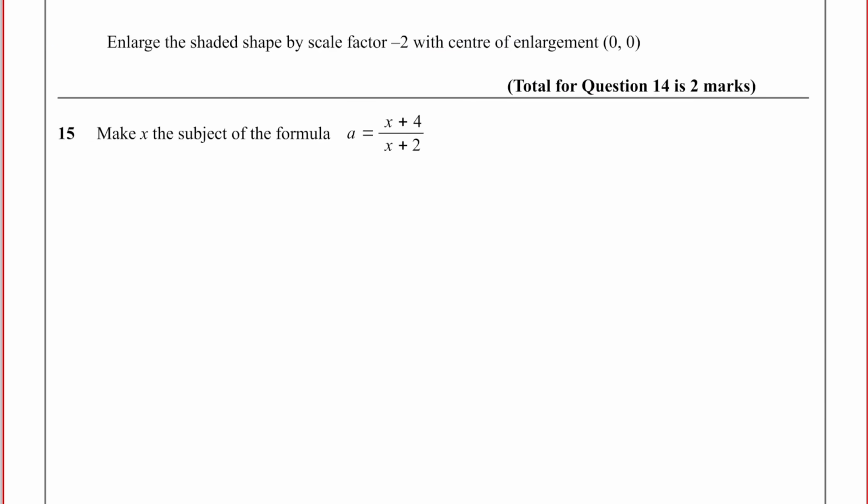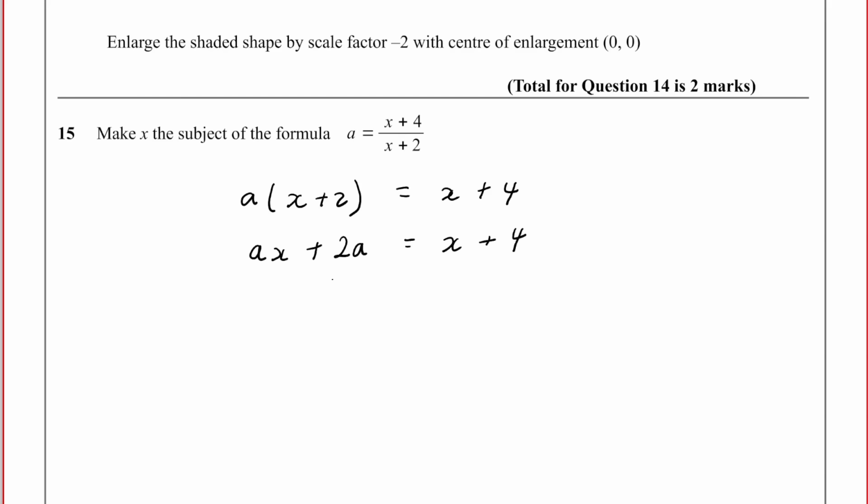Question 15, make x the subject of the formula. So make it x equals. Let's get rid of the fraction first. So times both sides by x plus 2. So a times x plus 2 equals x plus 4. Expand the bracket. So ax plus 2a equals x plus 4.